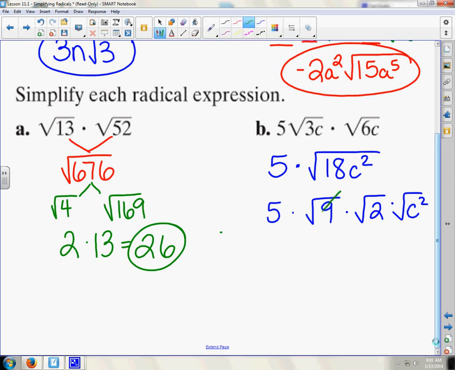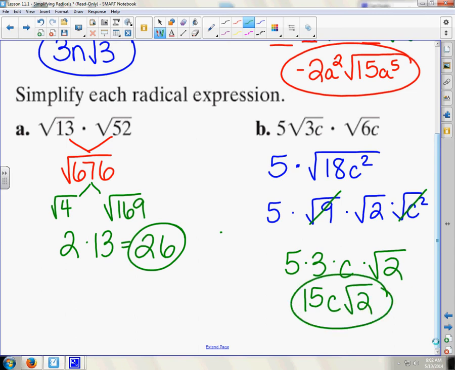Now this one cancels out to 3 and this one cancels out to c. So I would have 5 times 3 times c times the square root of 2. 5 times 3 is 15, c square root of 2. So it's like a puzzle. You have to just try and figure it out.